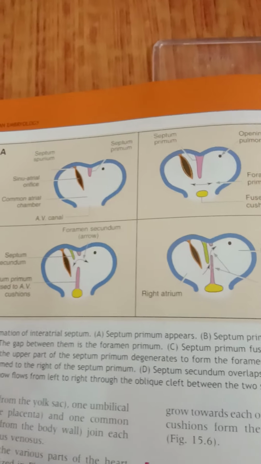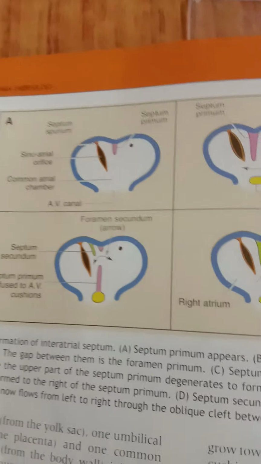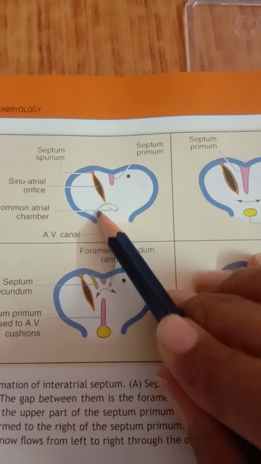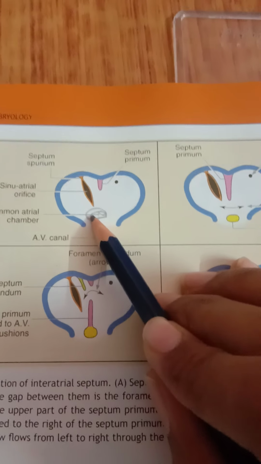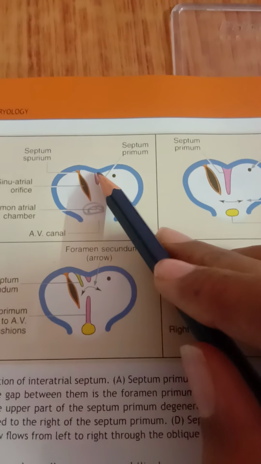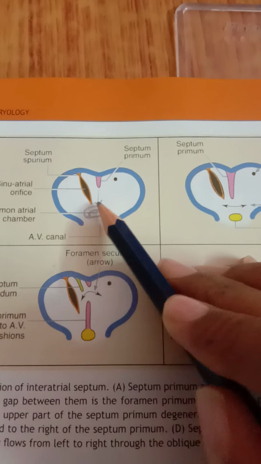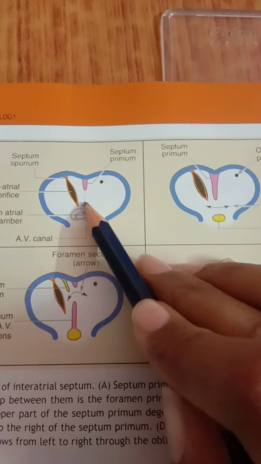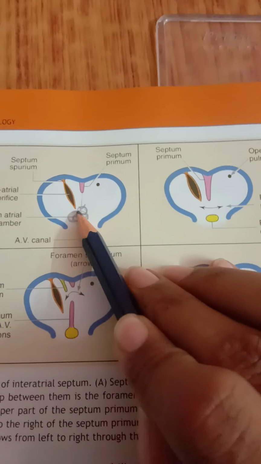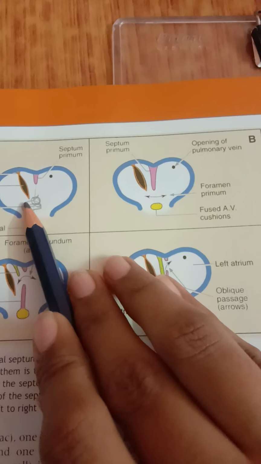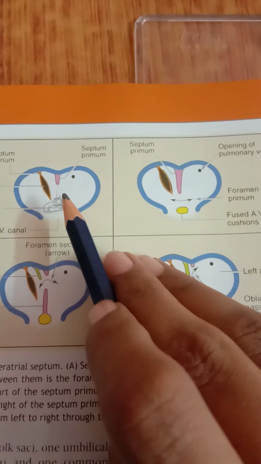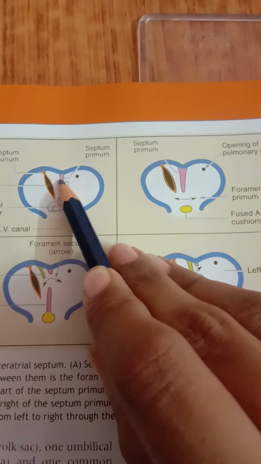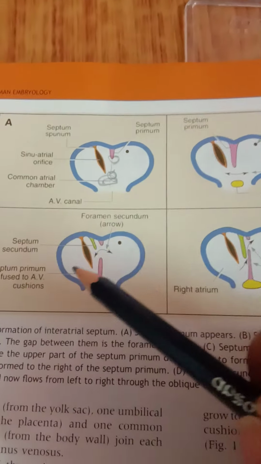Now let's start our discussion about the formation of the interatrial septum. So first the septum primum forms. As we have already discussed, the septum intermedium is formed because of fusion of the AV cushions, and the septum primum starts growing towards the septum intermedium. Before joining the septum intermedium, it forms a small hole-like structure. That is called the foramen primum. And after the foramen primum is formed, later it gets closed, and an opening is formed in the upper part, that is called the foramen secundum.